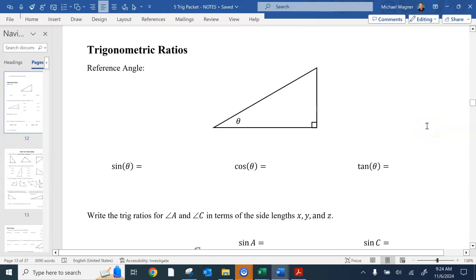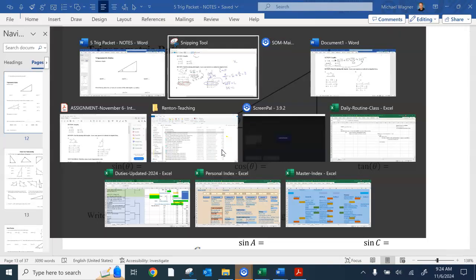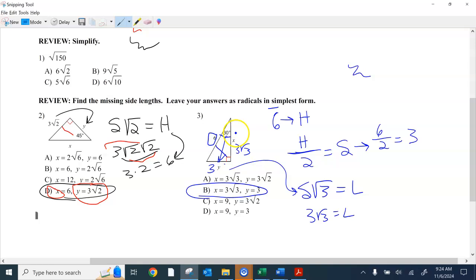Okay, so what do we know about trig ratios? Well, it turns out that, and maybe I should back up a little bit. Let me give you an introduction. So there's two types of triangles, right? Let's look back at the review. In both problem number 1 and problem number 2, we were trying to find the sides of a right triangle, right? We only had one side.